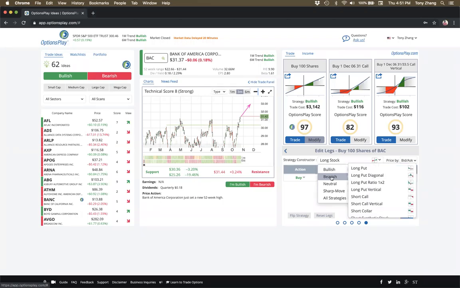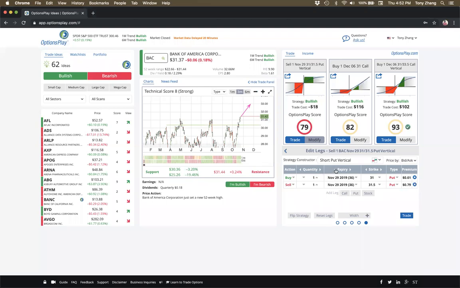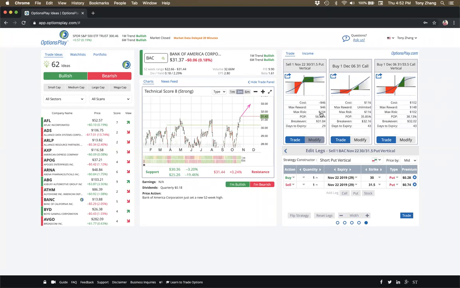So what I'm going to do is select a credit spread here, short put vertical. I'm going to select an expiration and strike price that makes a little bit more sense here. So let's say I sold the $31.50/$30 credit spread. So this is a $1.50 wide credit spread. I'm selling the 31.5 puts, and I'm buying back the 30 puts to help protect myself to the downside. This collects $46 in income while risking about $104, about 1/3 of the width.